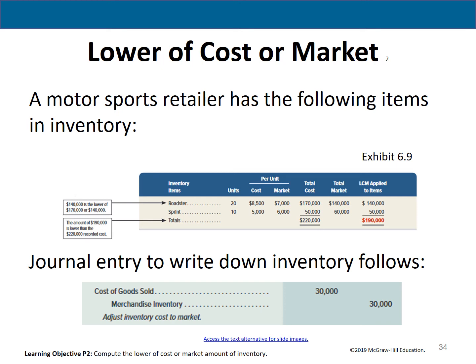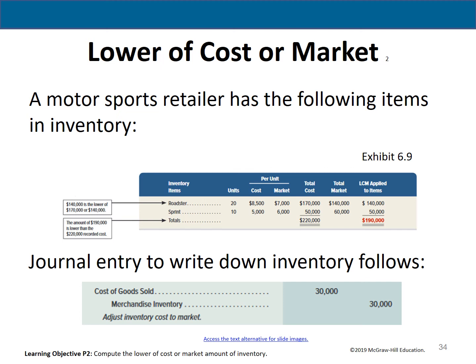We do the same thing with the Sprint. 10 of them, they cost $5,000, so we have them in inventory at $50,000. If we had to replace them today, they would cost $6,000. So that's the norm. They usually go up, or $60,000. So how much should they be in the inventory account at? $50,000.